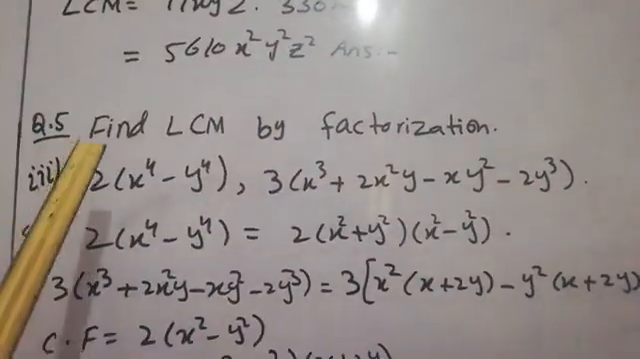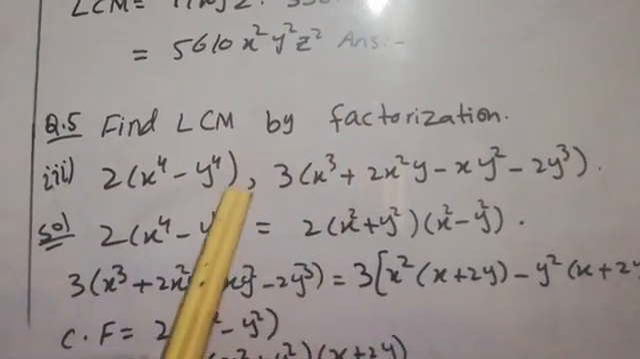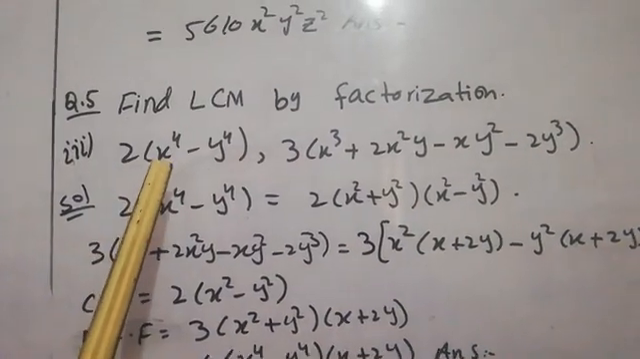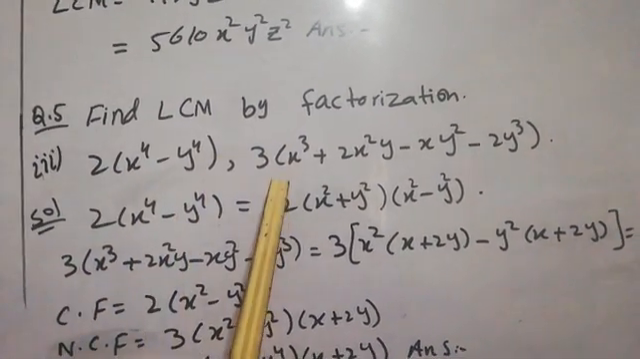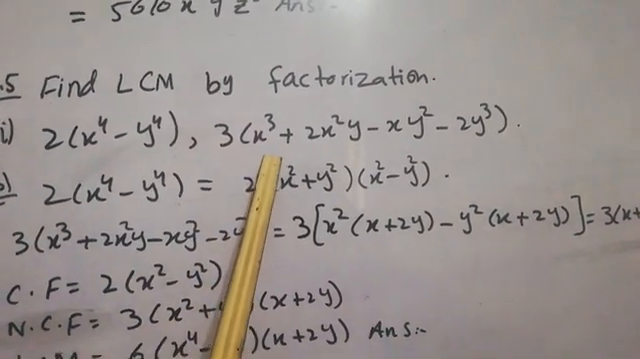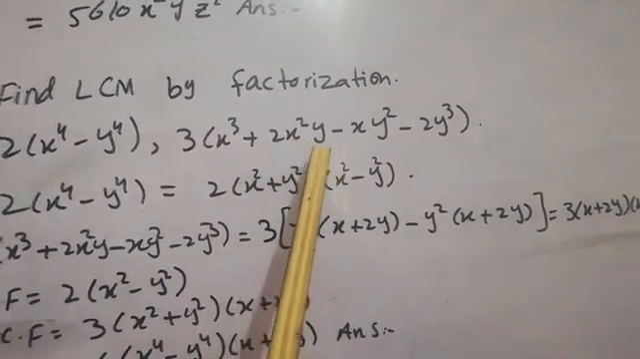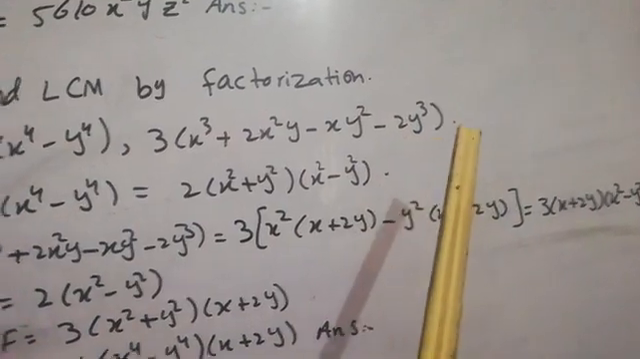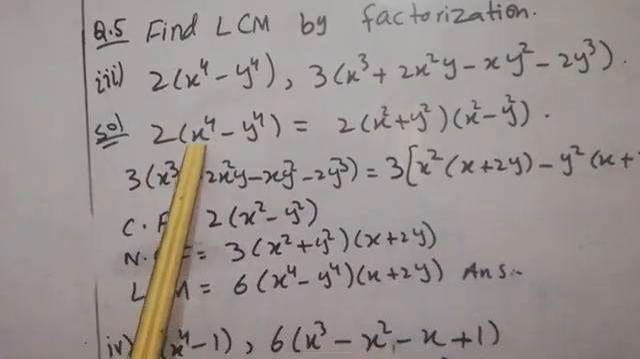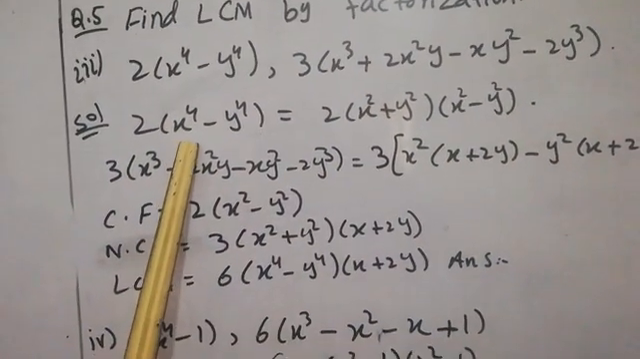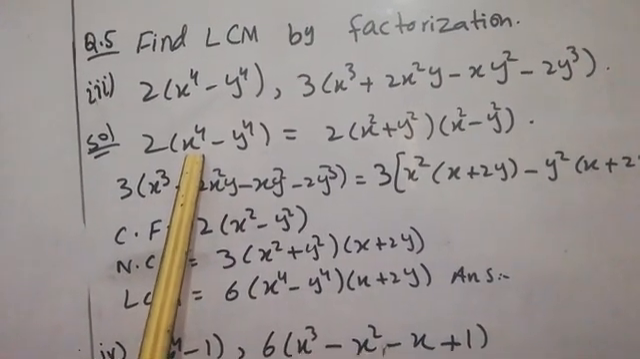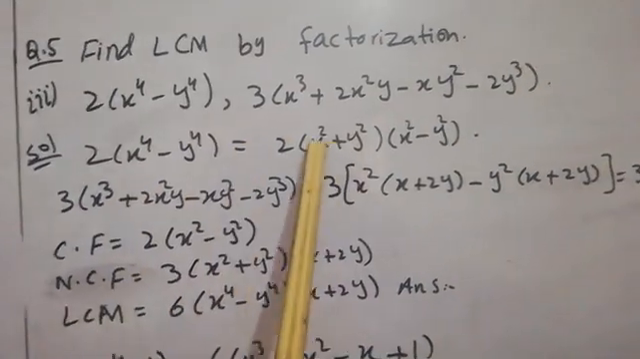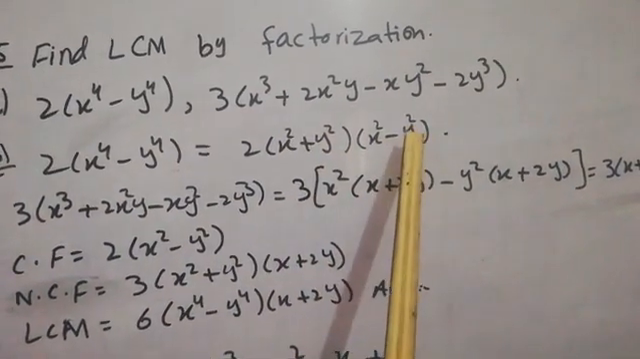Now question number 5, find LCM by factorization. The expressions are given: the first is 2x4 minus y4, and the second expression is 3x cube plus 2x square y minus xy square minus 2y cube. First of all we will take the first expression, which is 2 into x4 minus y4. You can see that this is a formula: the product of x square plus y square into x square minus y square.